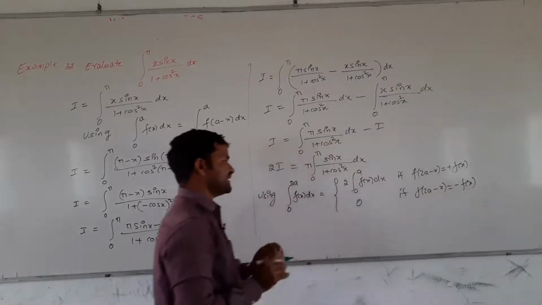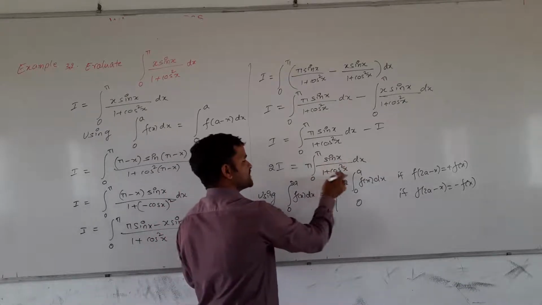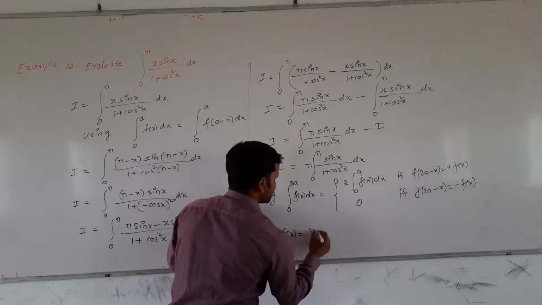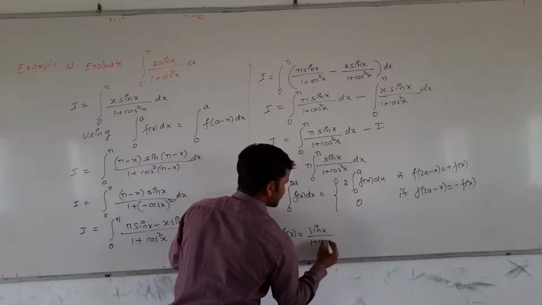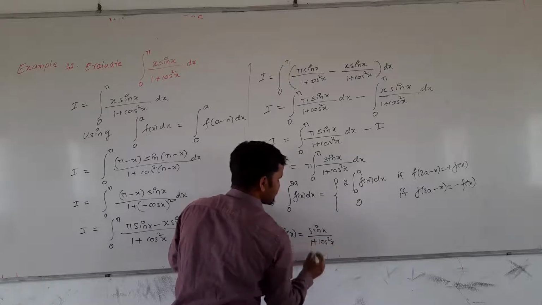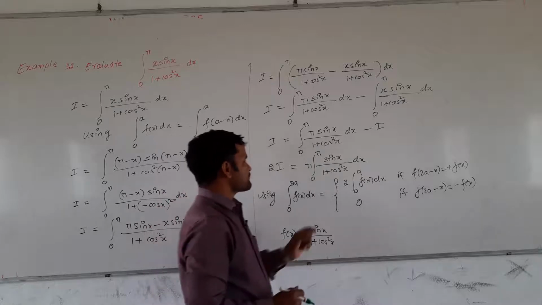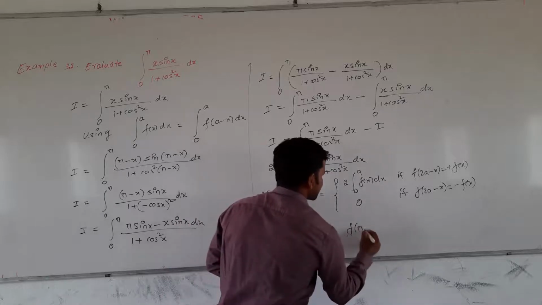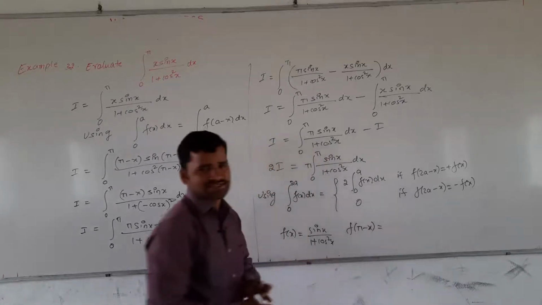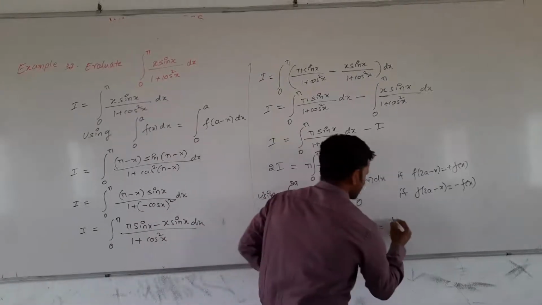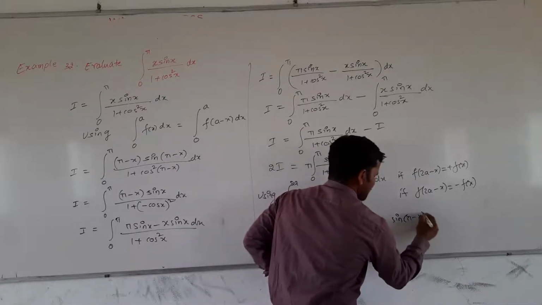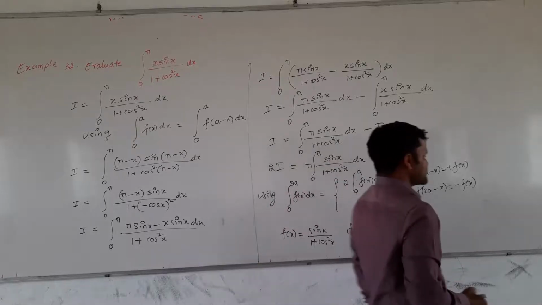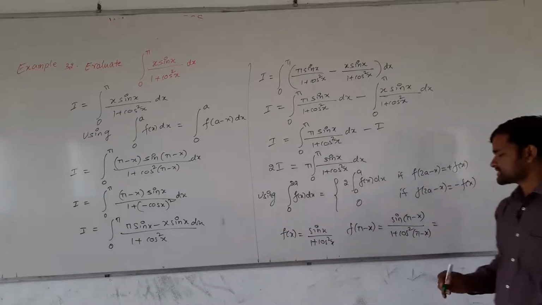Now you see here, what is f of x in our problem? In our problem f of x is sin x by 1 plus cos square x. Okay, we have this. In place of 2a, what is there? In place of 2a, pi is there. So what you do? F of pi minus x, it is like 2a minus x, is equal to sin of pi minus x divided by 1 plus cos square of pi minus x. What is sin of 180 minus x? Sin of 180 minus x is sin x.